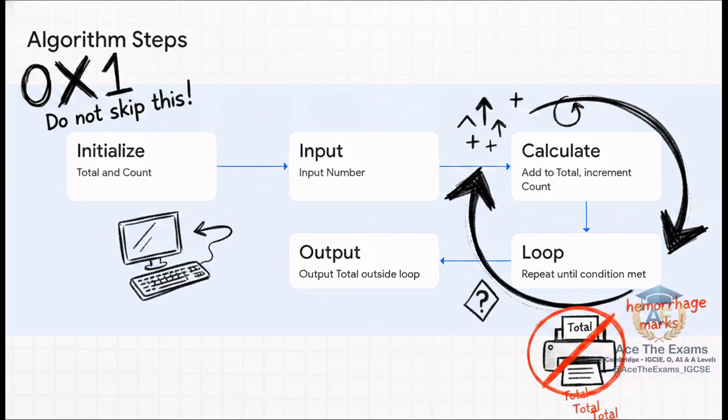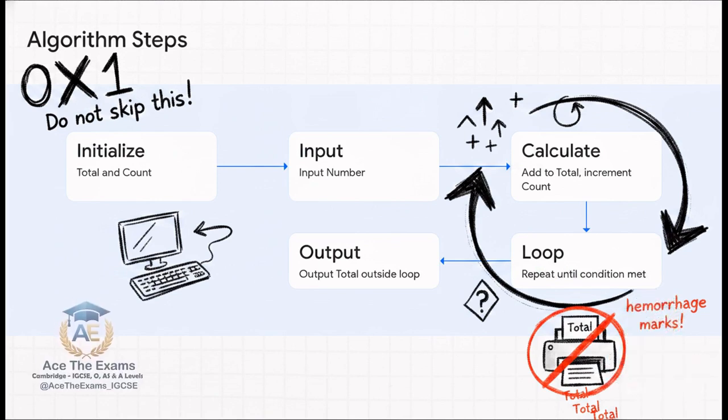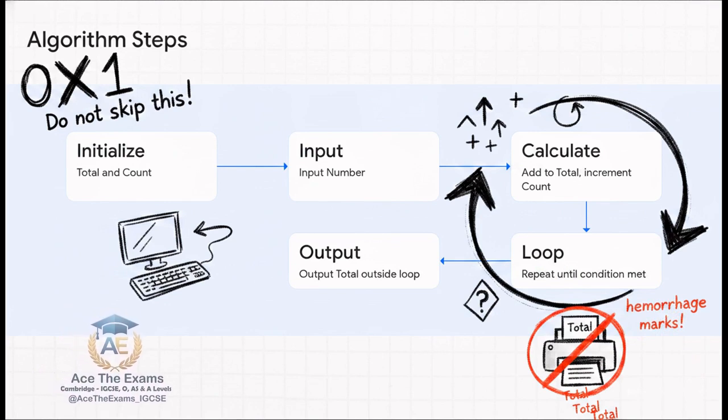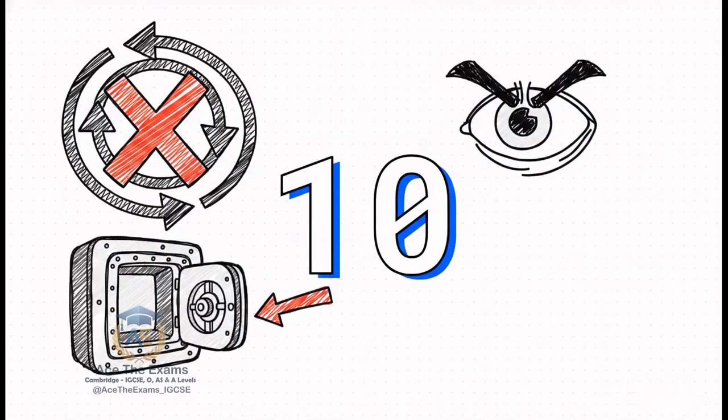And finally, step 5, output the total, ensuring this happens entirely outside of the loop. If you accidentally output inside the loop, you're going to print the running total every single time it cycles, which frankly is another classic way to hemorrhage marks. Now let's talk about the number 10 for a second. In this specific scenario, this isn't just some random digit, okay? This is your boundary condition constraint. It acts as the absolute limit before the algorithm triggers the final output and moves on.